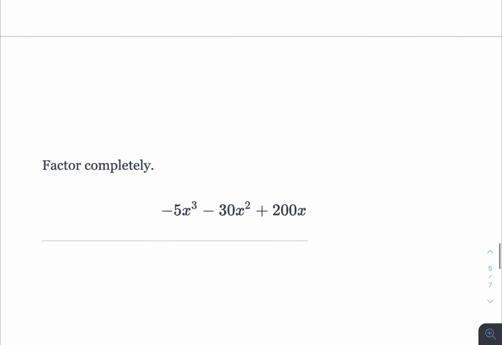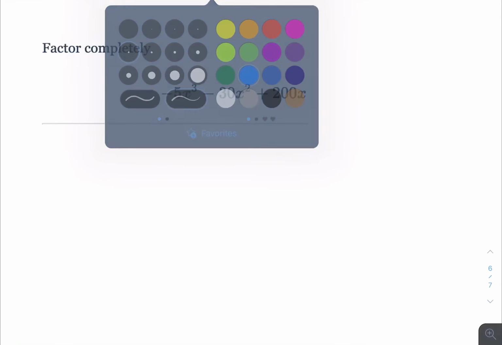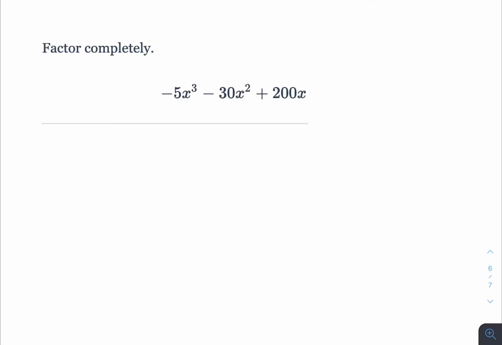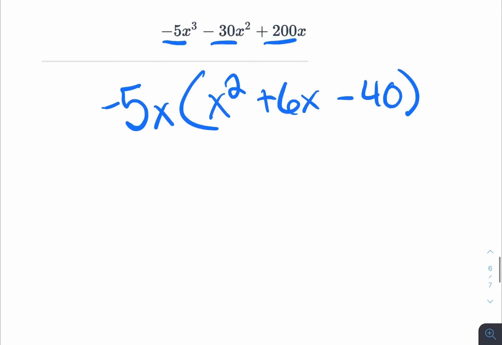Okay, last one. Again, pause the video on this one. Try to take out a GCF. Then you can come back in and check your answer here. So looking here, numerically, I can take out a negative 5. As far as x values, I can just take out an x. So we're left with x squared plus 6x minus 40. Now this one's going to have a lot of factors of 40. Again, this one is just 1 and 1.